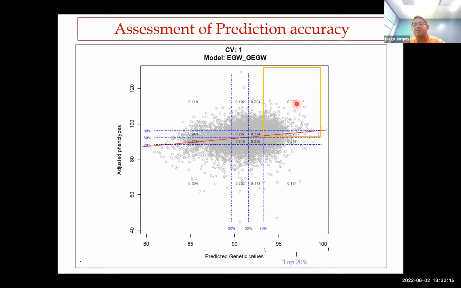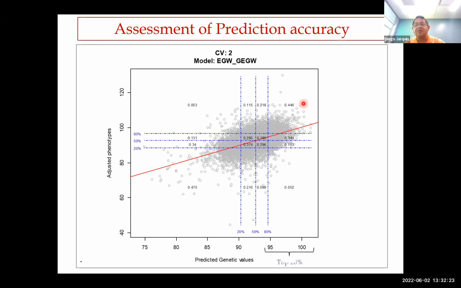And actually around 30% of those will correspond to being among the top 20 fields. This is under CV1. Under CV2 is an easier prediction problem. If we select the top 20% of the genotypes, around 80% have a performance above the mean, but more specifically around 45% of the top 20 will have a performance in the top 20 in fields.